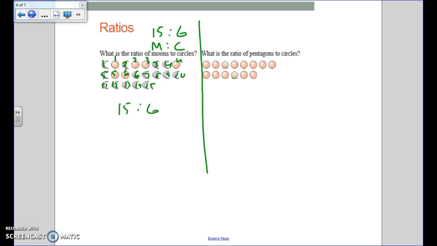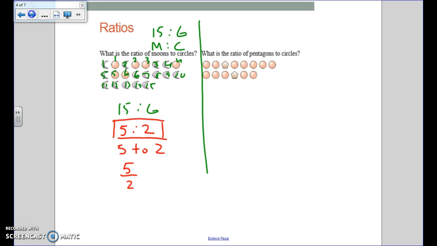But a better ratio would be, if I divide both of these by a factor of 3, 5 to 2. Now you could write that 5 to 2 as 5:2 or 5/2. But really we're trying to emphasize the colon today. You can think of it as those other two forms as well, but we're going to really try to write our ratios with the colon in between.